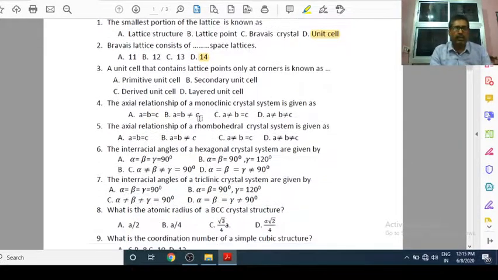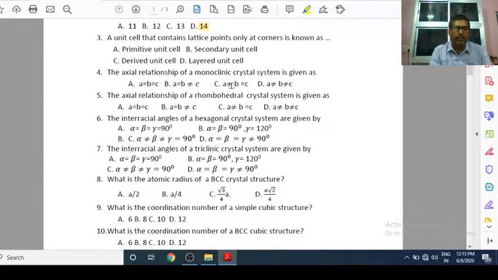Now you will see question number 3: a unit cell that contains lattice points only at corners is known as. So try to answer. Now question 4: the axial relationship of the monoclinic crystal system is given as. You have to select one correct answer out of these 4 options. In the next question, the axial relationship of a rhombohedral crystal system is given as. Again, there are 4 options and only one answer is correct.